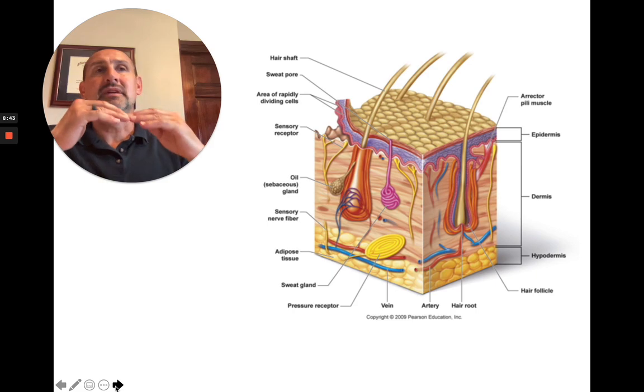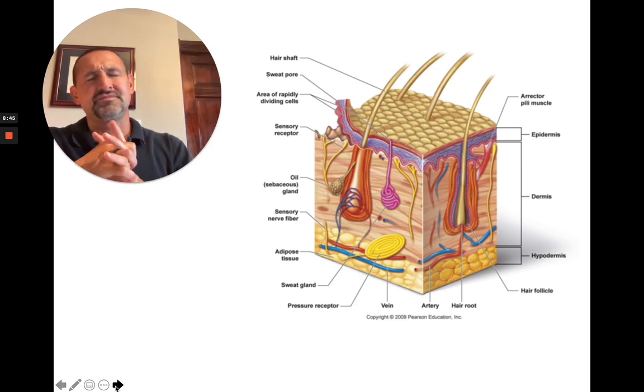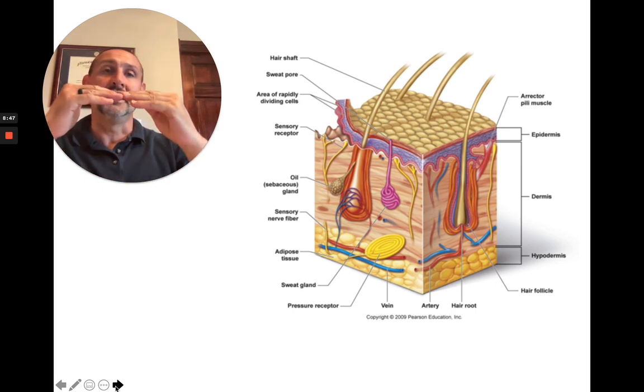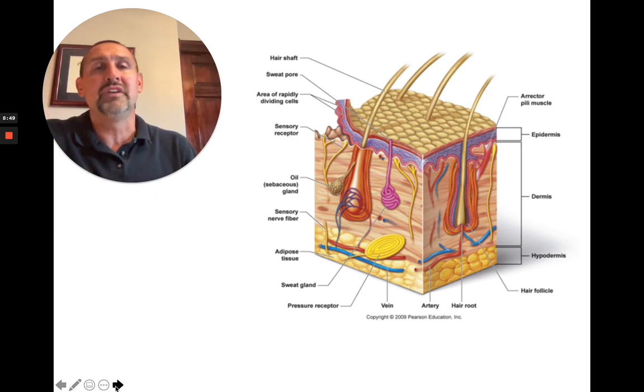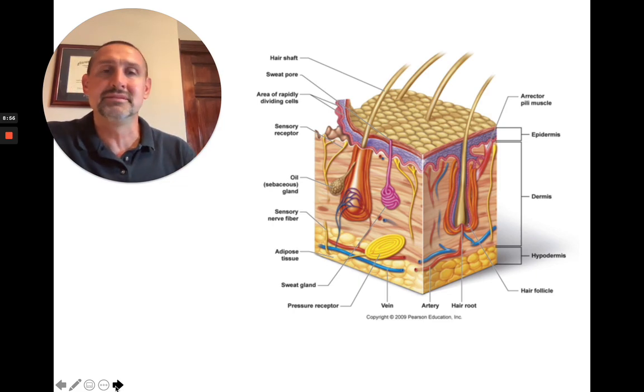As those cells die, they fall off and we lose those layers of skin. So the epidermis is constantly being replaced, but the dermis layer is not. That's why getting tattoo ink into the dermis layer makes that tattoo semi-permanent.